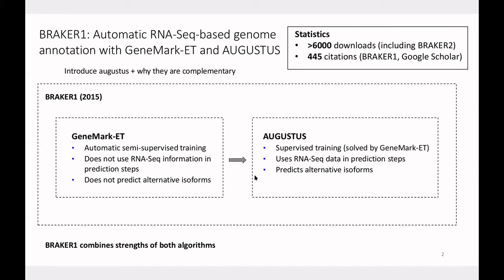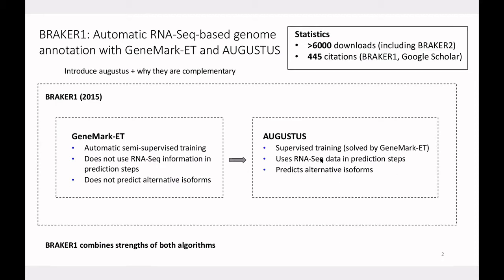Another difference is that GeneMark is using RNA-seq information in training, but it's not really using it directly in the predictions. While Augustus, if it sees a strongly expressed intron, it will try to always predict it, no matter how the model estimated the gene structure before. So it's kind of directly using the external RNA-seq data in predictions.